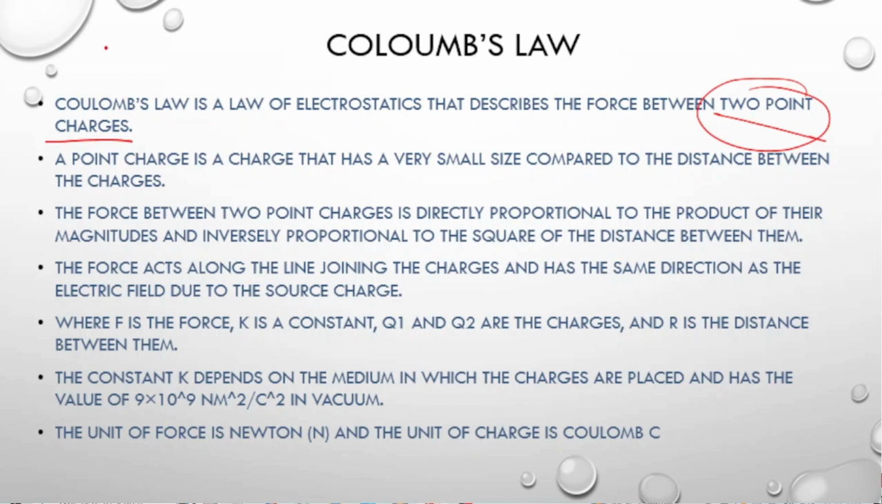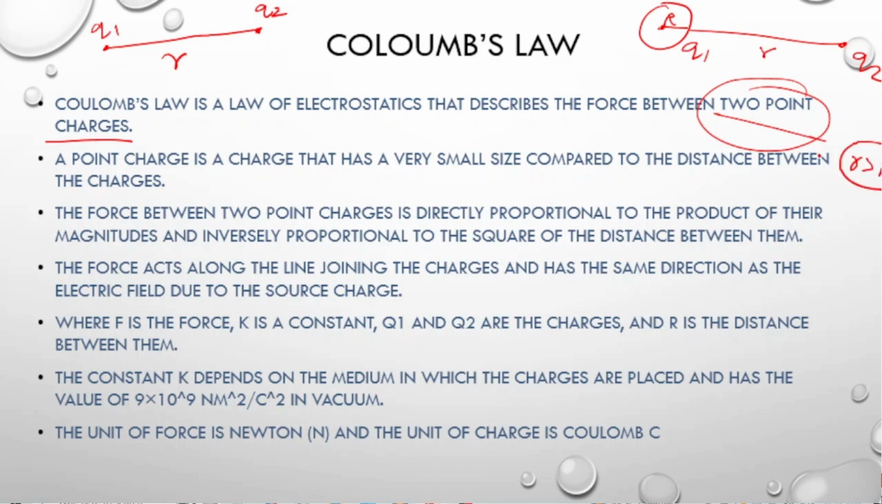What do you mean by point charge? If you take two charges, Q1 and Q2, the radius of Q1 or Q2 should be much smaller than the distance r between them. Can you understand? If this is a charge Q1, which has a certain radius capital R, and you place another charge Q2, the distance between them, small r, should be much greater than capital R. Then we call it a point charge. Very small sized charge.